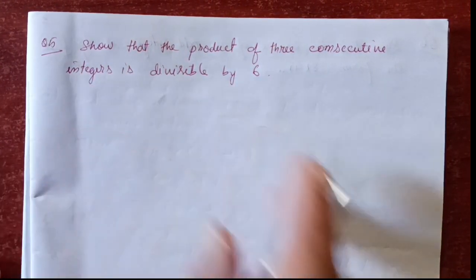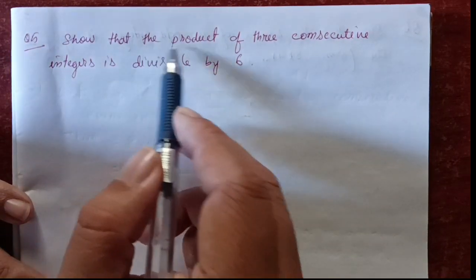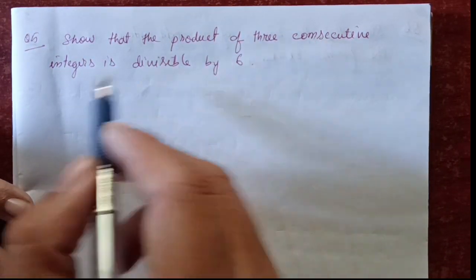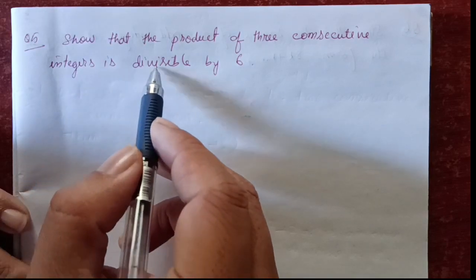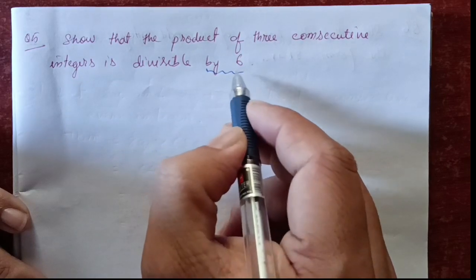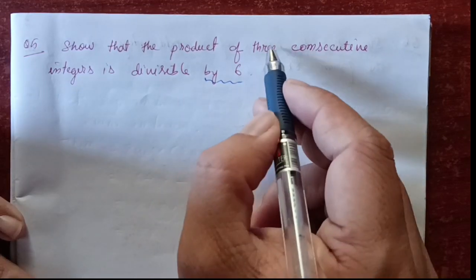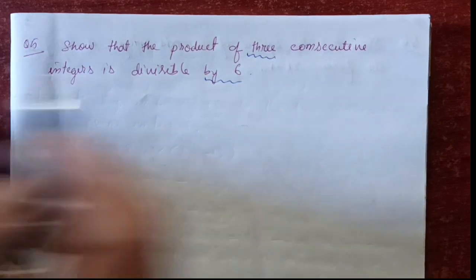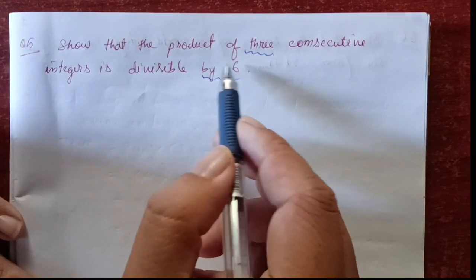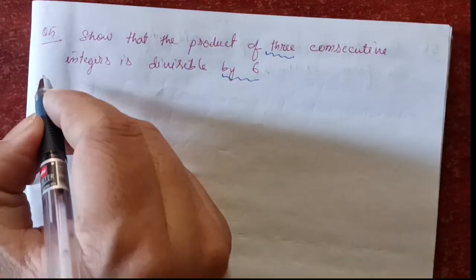Okay, now question number 5. In this question number 5, show that the product of 3 consecutive integers is divisible by 6. Now by 6, so we need to use the number 6. How many times are we going to write? We are going to write 3 times. They don't mention any odd or even, that is why we can directly start.